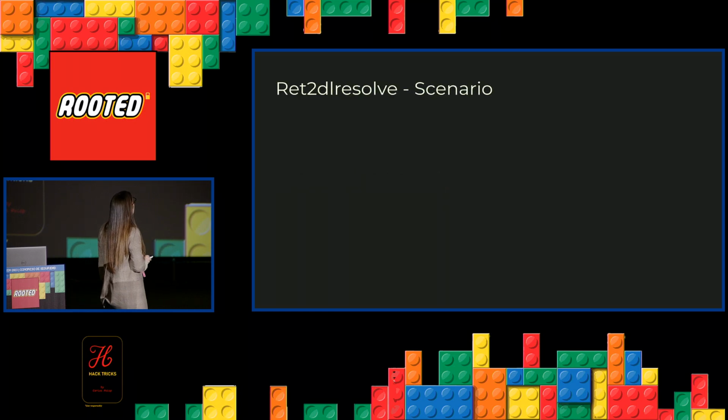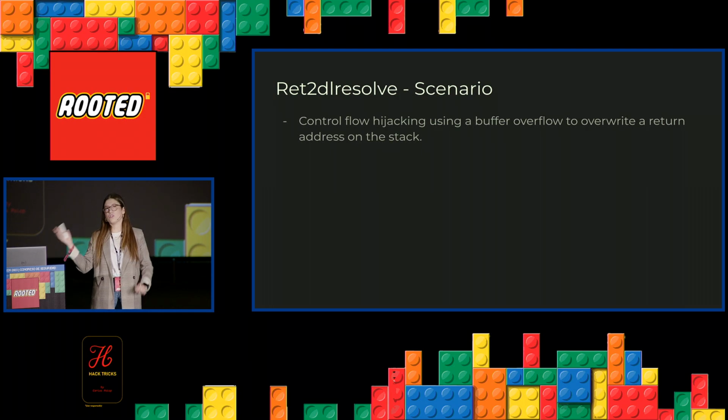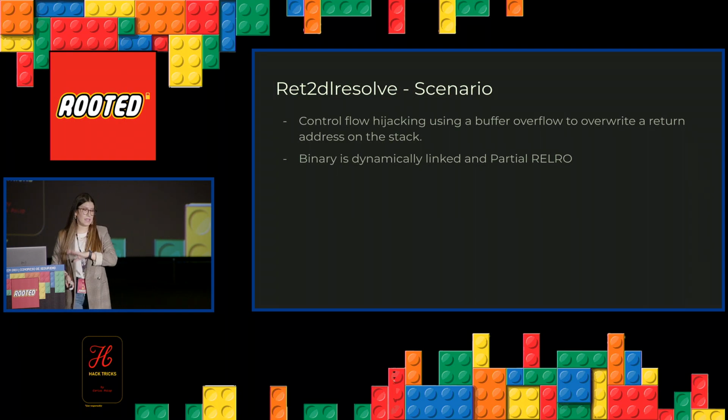Okay, so we will start again by putting ourselves in a scenario. Here again, we start from the same statement as before. We still have a very big buffer overflow, for example, and we are able to overwrite some return address inside the stack in order to hijack the control flow of the program. Then we also know that the binary is dynamically linked and it's partial RELRO. We will see what partial RELRO means in the next slide, so let's forget about it for now.